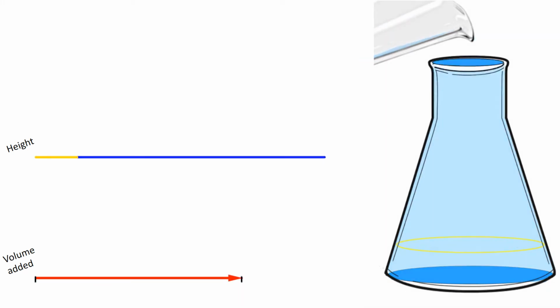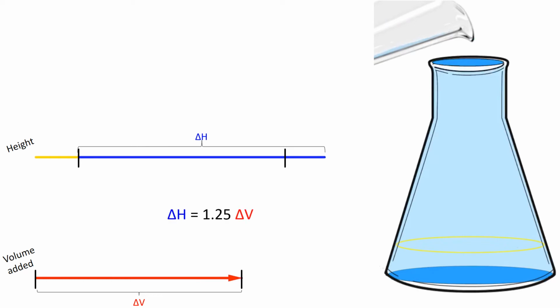Next, I'll add black bars to indicate the change in volume. So on the bottom, the distance between the bars is showing the amount of change in volume. We can copy this length onto the height bar. Now, if we think about the amount of change in height, we can see that delta H is roughly 1 1/4 as large as delta V. Let's rewind the animation.